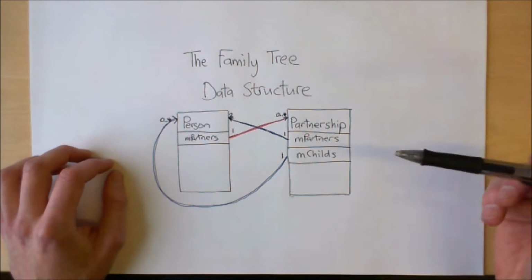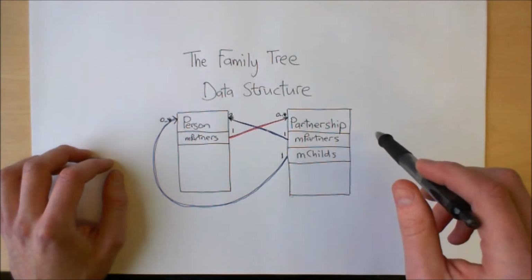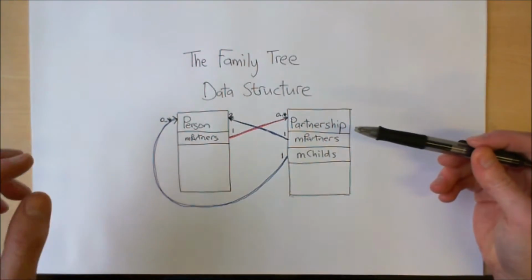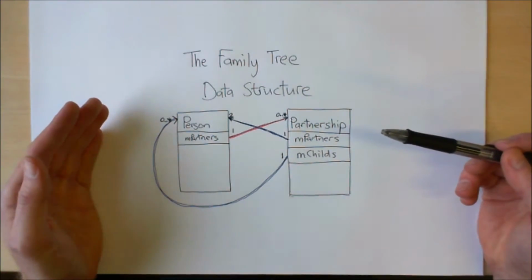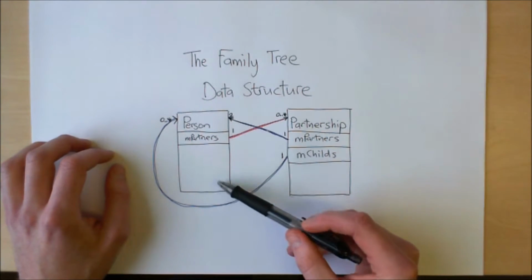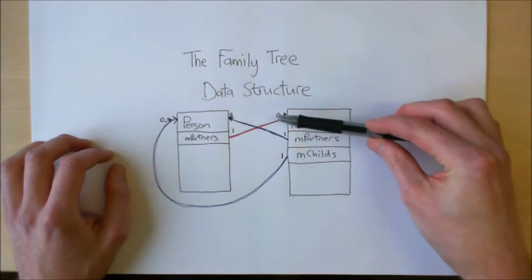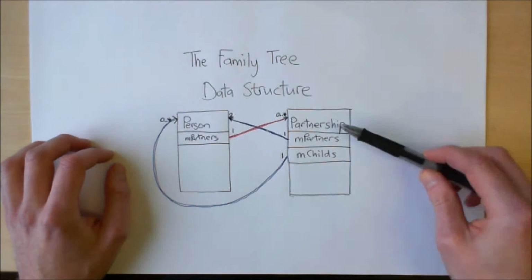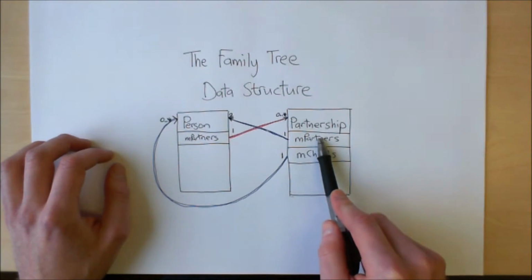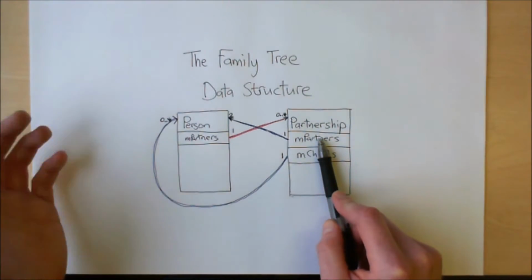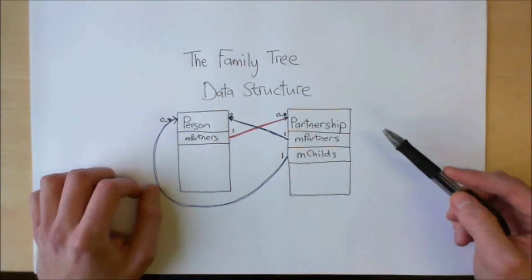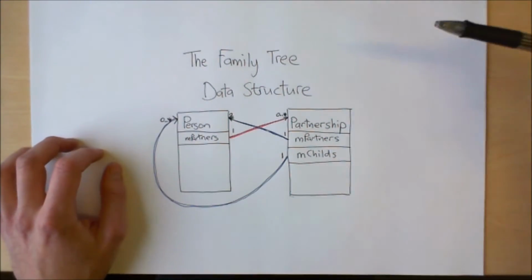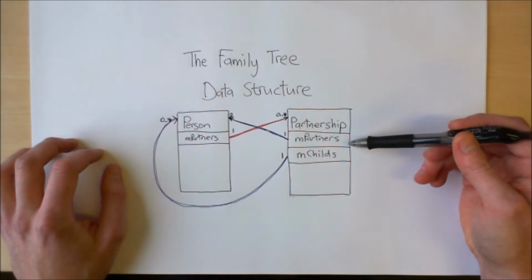In the case of the first tree in the list, we have William and Kate. So if we start with William, there is one partnership for William, and that partnership has two partners in it, William and Kate. So there'll be links to both of those, and I'll explain that in more detail on the next page.